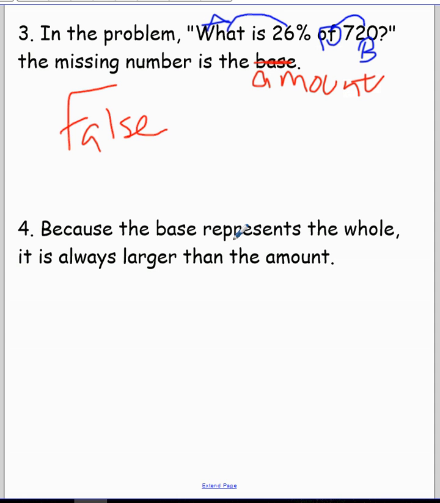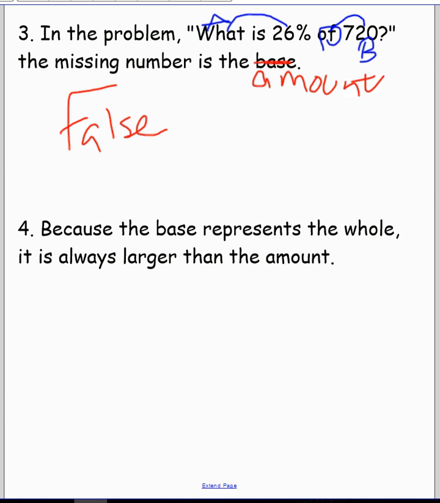Because the base represents the whole, it is always larger than the amount. We mentioned that already, that's false. When the top number is larger than the bottom number, we have over 100%, which is possible. We use percents over 100% a lot.